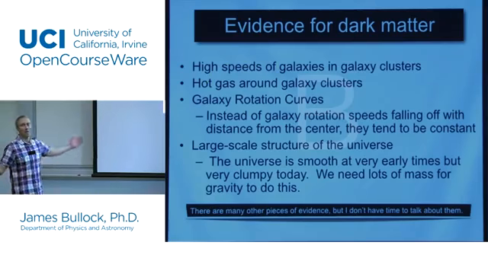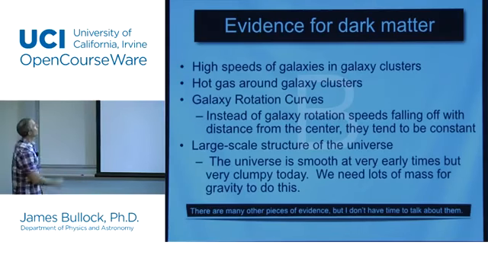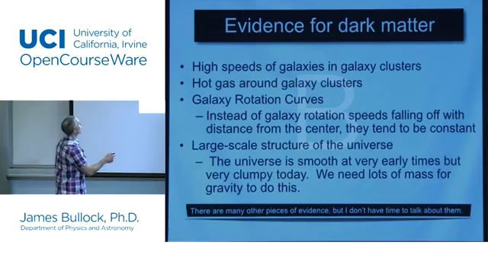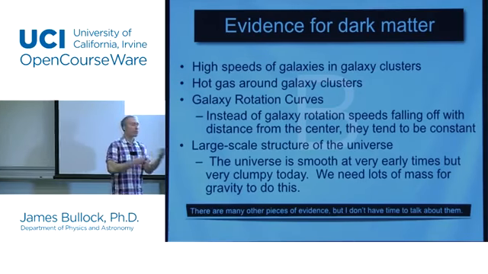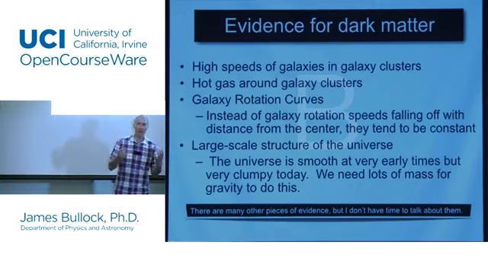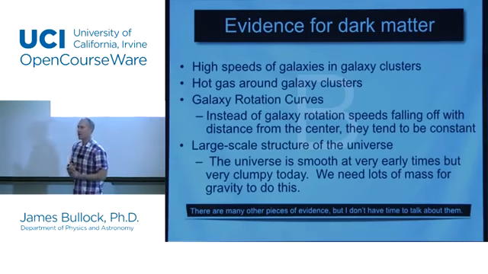So what are the reasons why we think dark matter exists? 1, the first thing I talked about with Zwicky, galaxies living in galaxy clusters are moving around each other really fast, much faster than they would be if there wasn't extra mass holding them together.